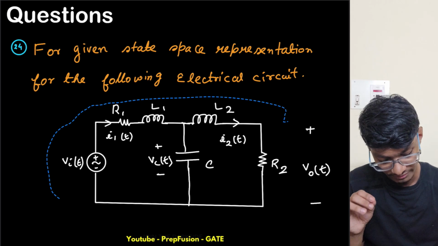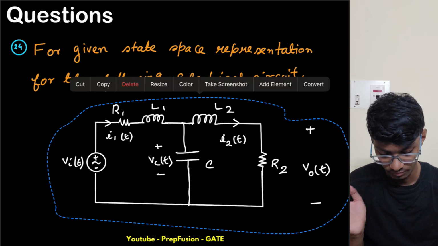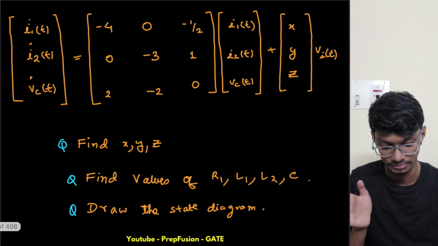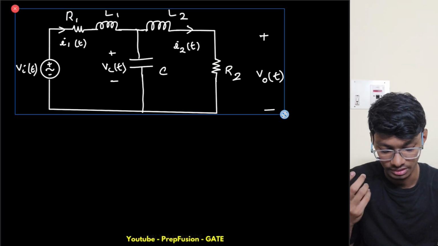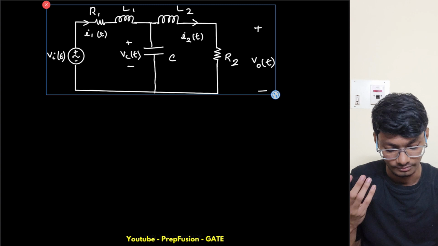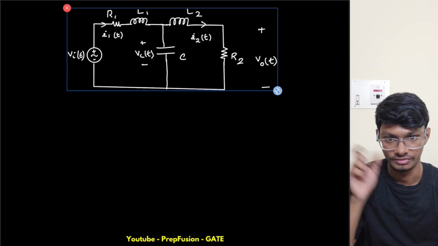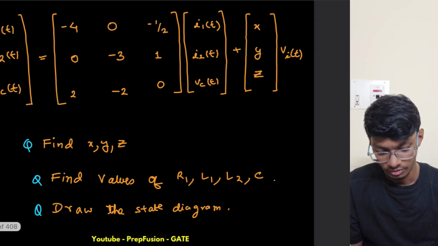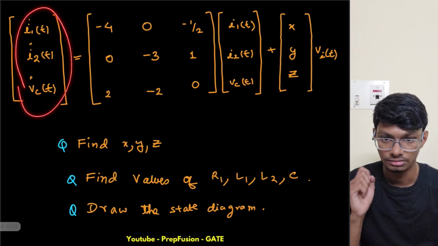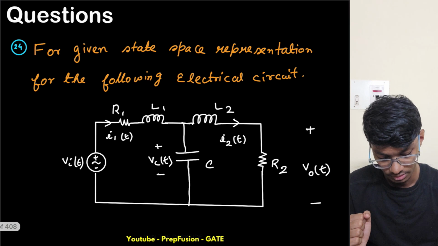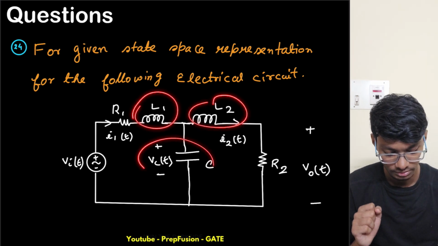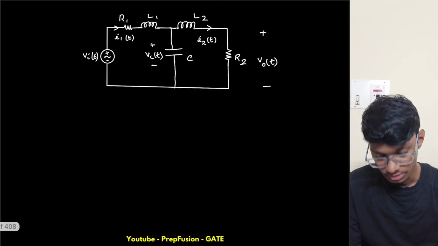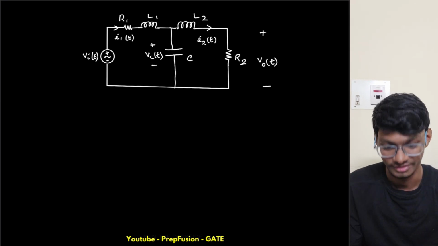Directly I will derive the state space representation, and from there we'll see if our answer matches this A matrix or not. Obviously it will not match exactly because R1 and L1 are different, but we'll have to match the values of each element of the A matrix. First, the hint you already got is that this has 3 state variables: IL1, IL2 and VC.